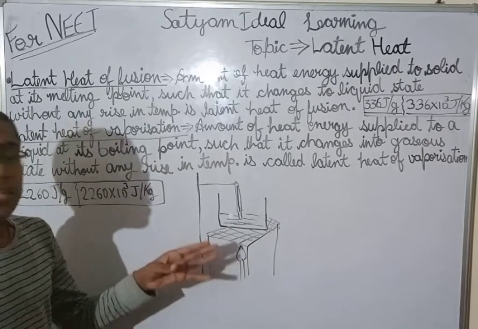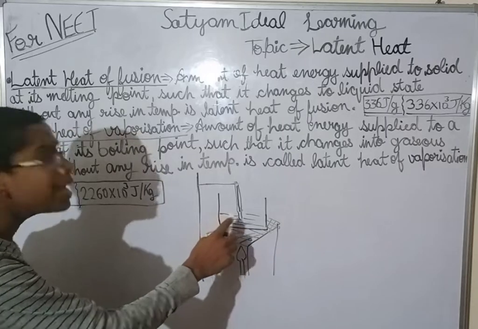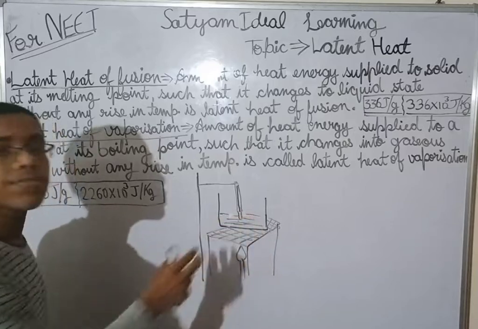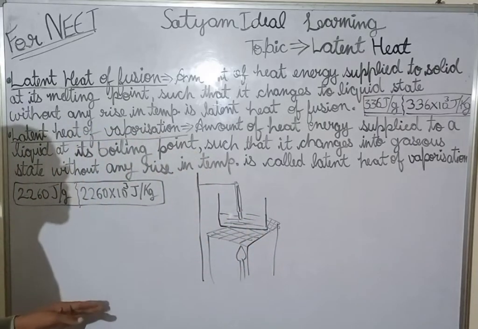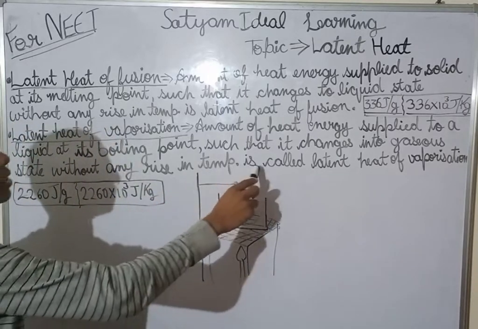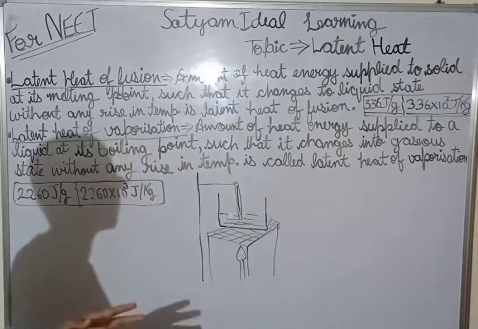So the liquid changes into gaseous state, into steam. Till every drop of water changes into steam, the temperature will be 100 degrees Celsius only. So there is no rise in temperature at the boiling point. That is called latent heat of vaporization.